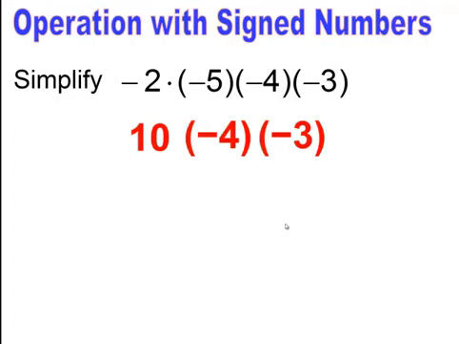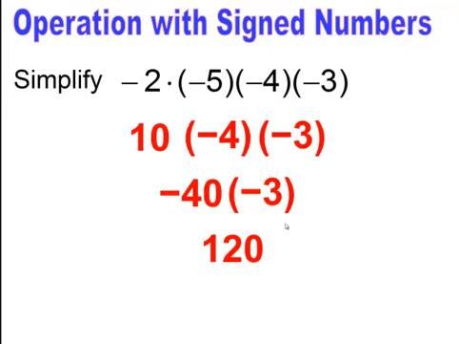Pause and try. So you end up getting a negative 2 times a negative 5 is positive 10. And then you're going to do the positive 10 times a negative 4 is going to give you a negative 40. Then you have a negative 40 times a negative 3, and it's going to end up being a positive 120.